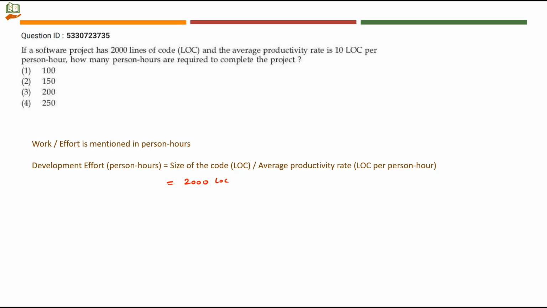So this is 2000 LOC divided by the average productivity rate of 10 LOC per person hour. So we can cancel 0 and 0 here. This is 200, and this LOC will get cancelled and this person hour will come to the numerator. So it takes 200 person hours to complete the project. Option number 3, 200, will be the right answer. This is going to be just 2000 divided by 10, but I am just explaining with the units so that I can tell you how person hours come for this particular question.